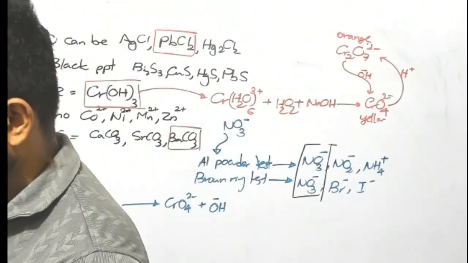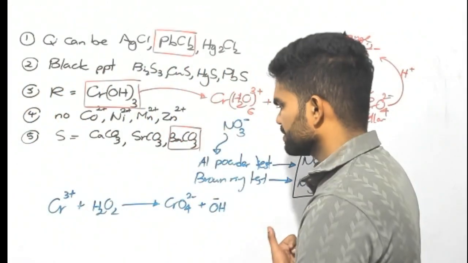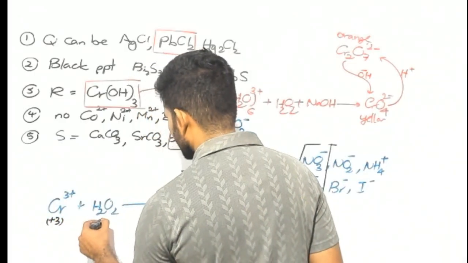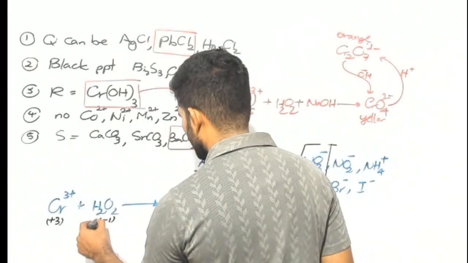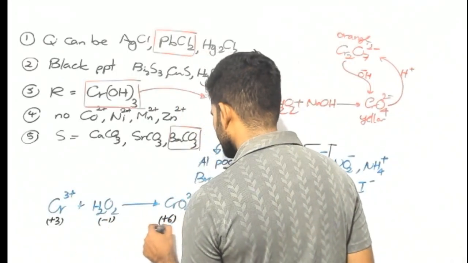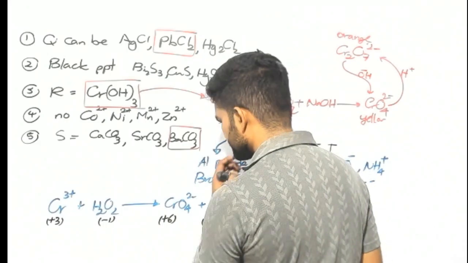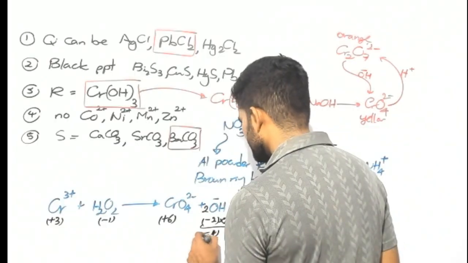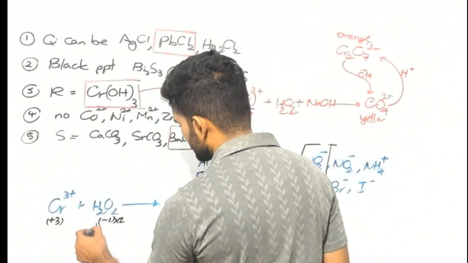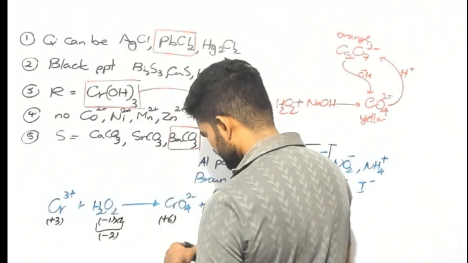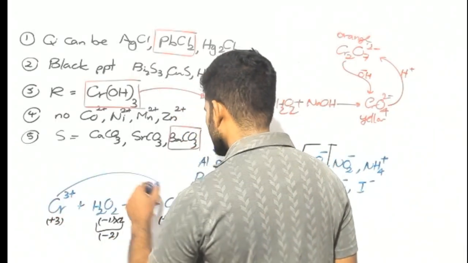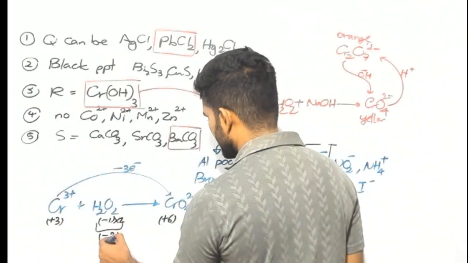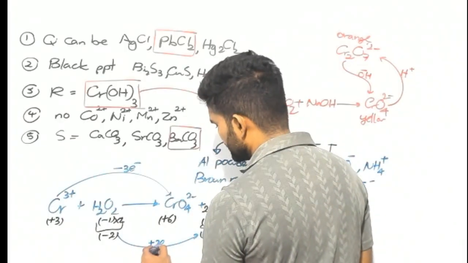I hope you understand the answers, right? First of all, check the oxidation numbers. Plus 3, minus 1, plus 6, and here minus 2. There were 2 oxygen atoms, so minus 2 times 2 is minus 4. Here also you have 2 atoms, so the cumulative oxidation number is -2. So the oxidation number increases from +3 to +6 by losing 3 electrons, and here it decreases by gaining 2 electrons.